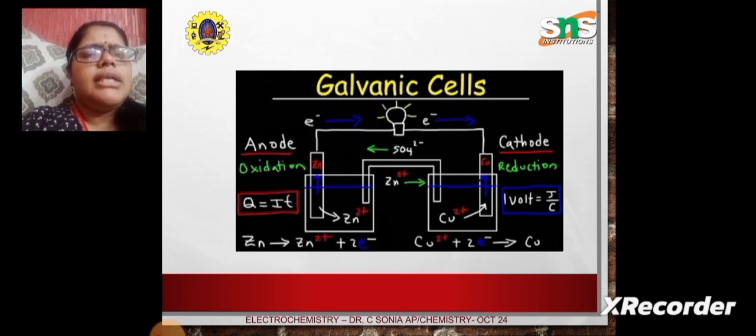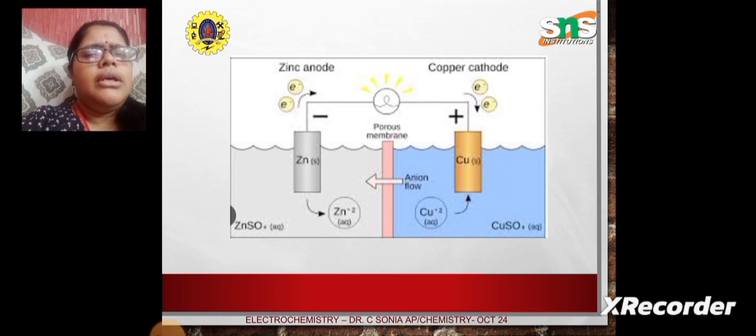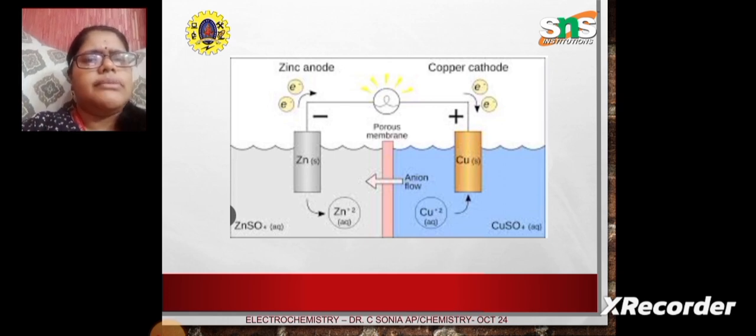So zinc gives Zn2+ plus 2 electrons, and copper 2+ plus 2 electrons gives copper. The reaction at the anode is zinc giving zinc ion plus 2 electrons. At the cathode, copper 2+ plus 2 electrons gives copper. You can see the same diagram over here also. You may wonder what happens in the salt bridge. The excess anions formed flow through the salt bridge, so that it maintains the electrical neutrality.